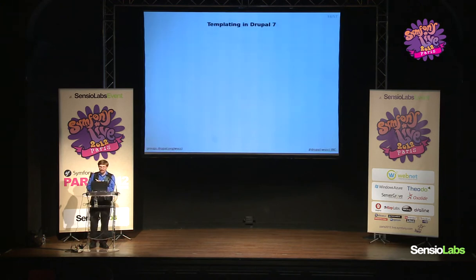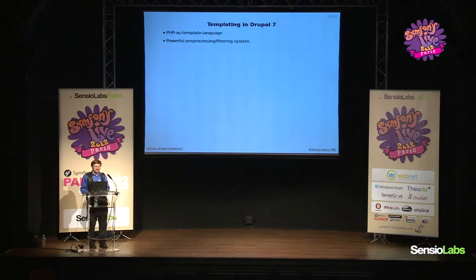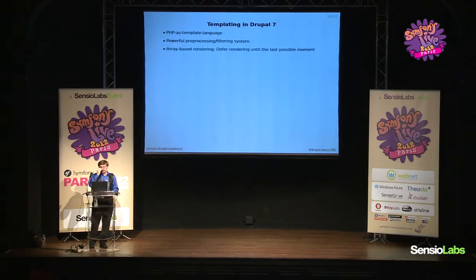Twig. Templating in Drupal 7 is a PHP-as-template-language approach. So if you've got a PHP template file, it's HTML with a bunch of print statements in it. It's backed up by a very powerful, very flexible pre-processing system for controlling the variables that go into the templates. And as of Drupal 7, we now have an array-based rendering system that defers rendering to the last possible moment, which gives you an awful lot of flexibility in terms of controlling the page at a very low level.